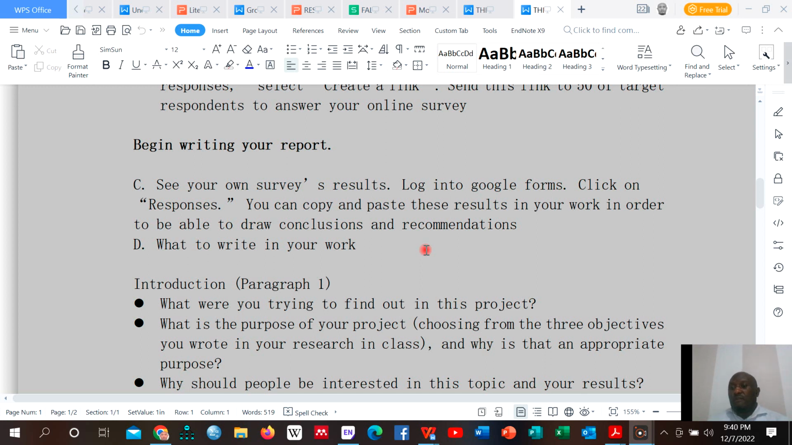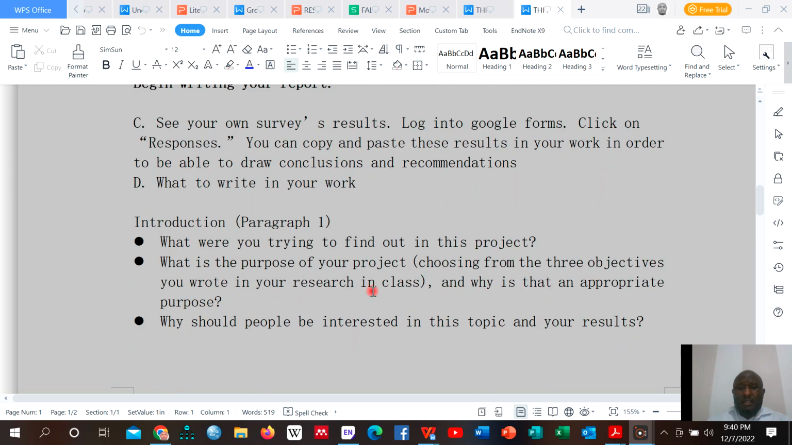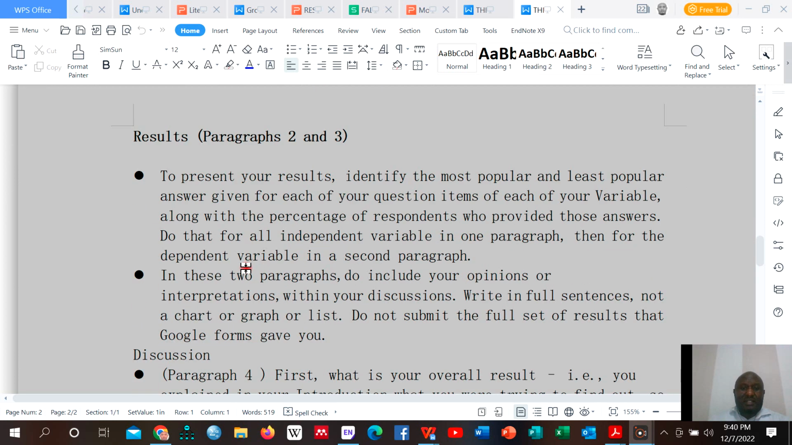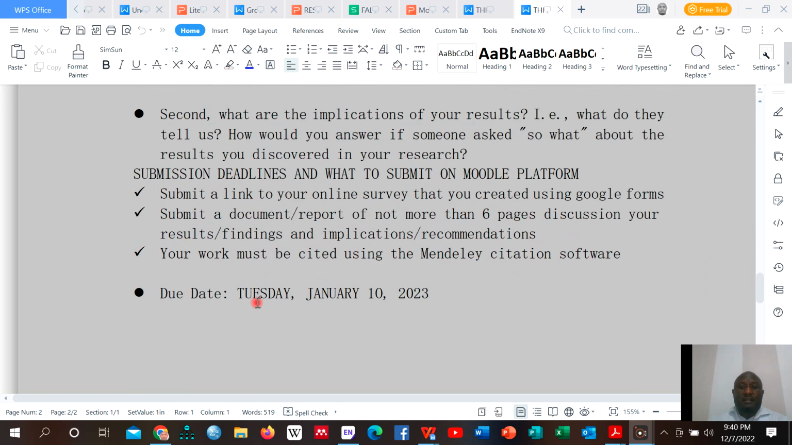The beauty about Google Forms is that it can give you a graphical representation of your findings. You may find that Google Forms has already automatically generated pie charts and graphs, which you can just take and look at the trend and direction of your results. So you're going to write something like five paragraphs or three paragraphs.